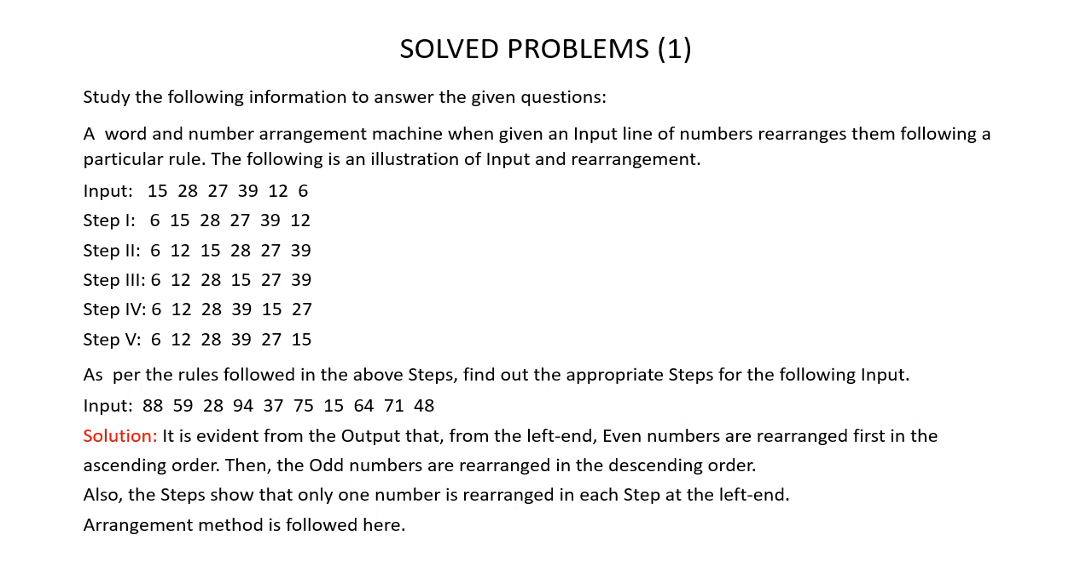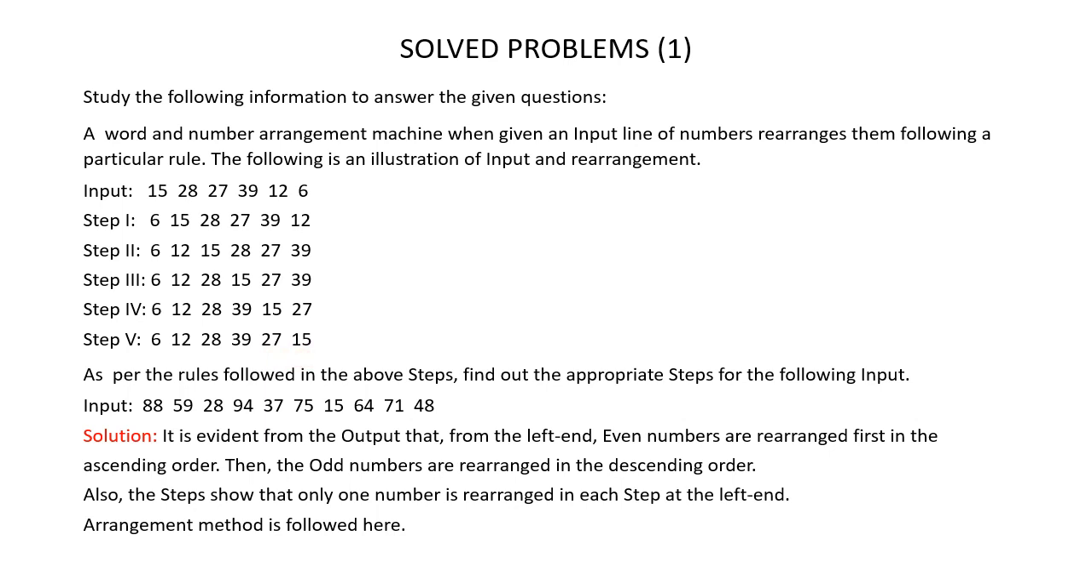The second reason is that the steps show that the rearrangement is done in the same order as is given in the output. As you can see, in this particular output, even numbers are arranged first in ascending order from the left hand, and then the odd numbers are rearranged in descending order. So the order of numbers in the output is 6, 12, 28, 39, 27 and 15.